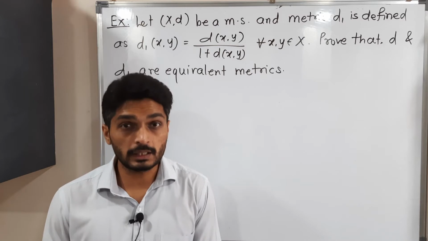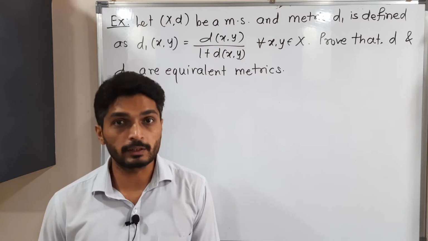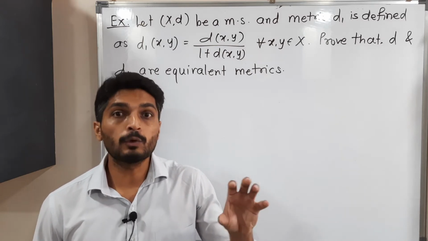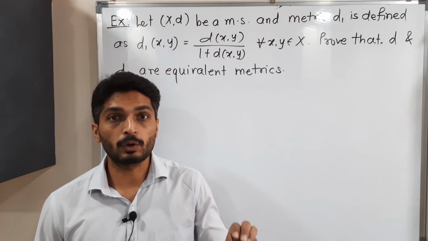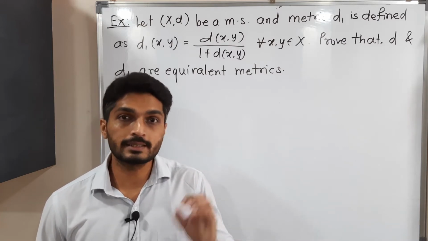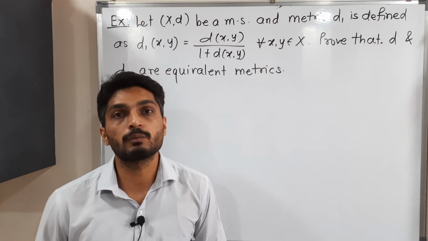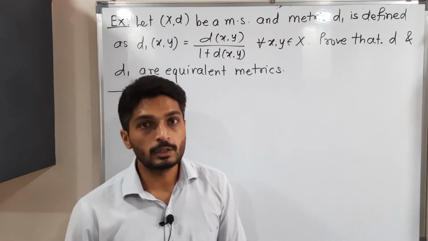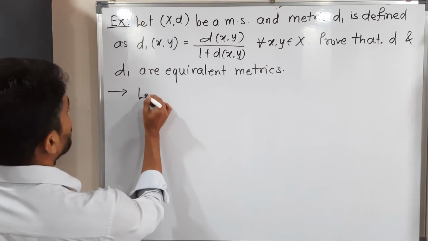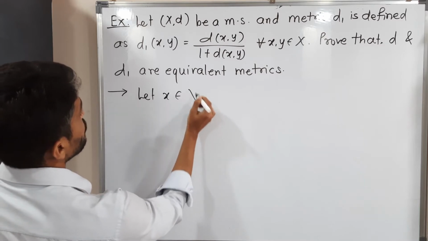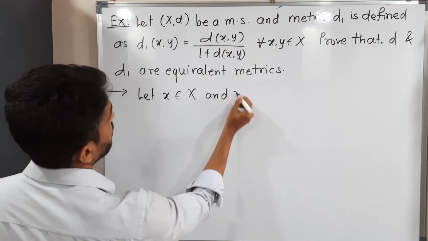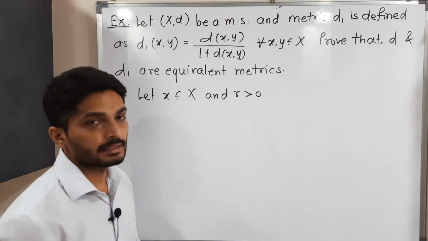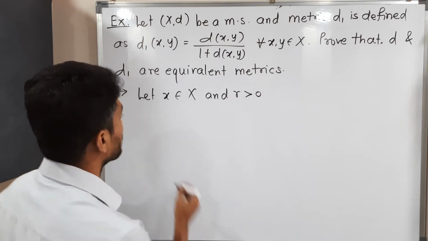So you know our technique to prove that any two metrics are equivalent. We prove that every d open ball contains a d1 open ball and every d1 open ball contains a d open ball. This is a very simple technique we are going to use here. Okay, so let us start. I am taking one arbitrary point, let x belong to capital X and r greater than 0 be given. r is any positive real number.